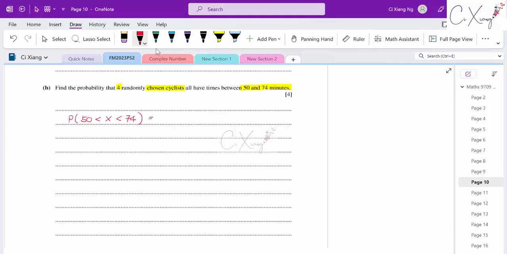Again, since we know that X is normally distributed, we have to standardize it. So I take the value of X minus the mean, so minus 62.3, divided by the standard deviation 8.4, then smaller than Z. Then for the 74, I already got a value in part A just now, which is 1.393 after I standardize it. Then I will have the value correct to 3 decimal places, negative 1.464.